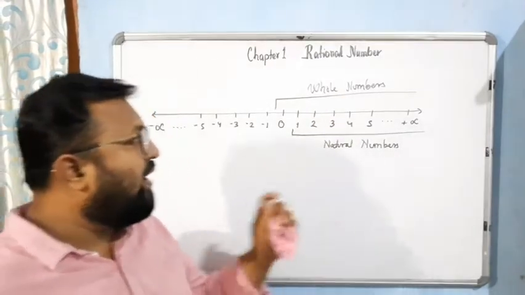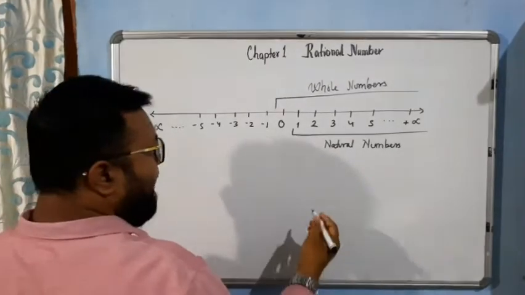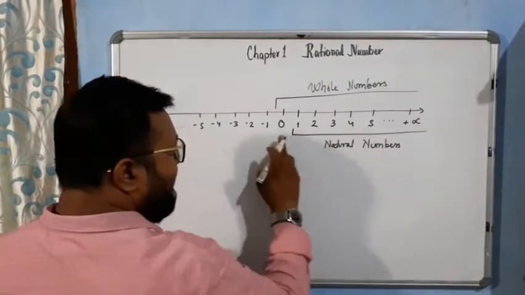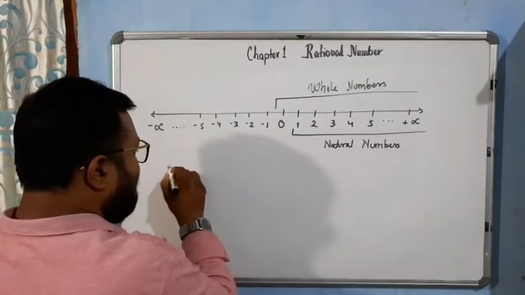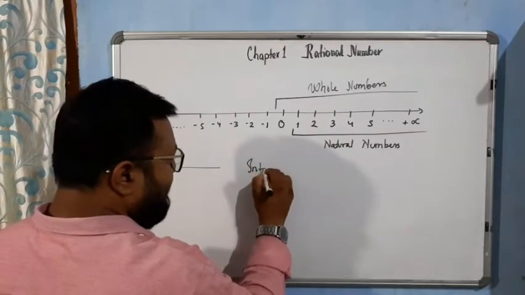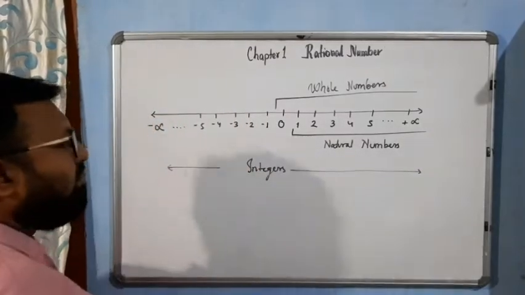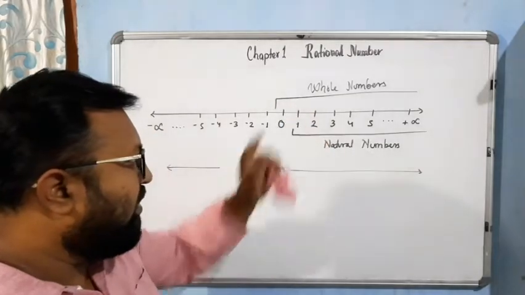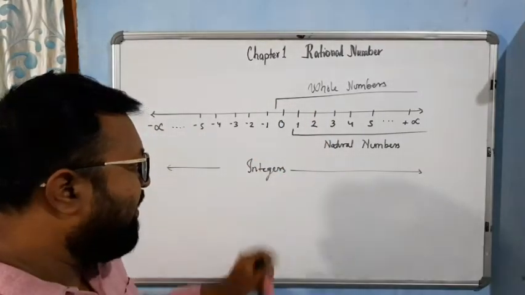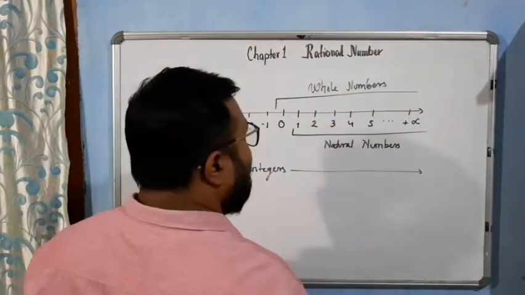Now what about integers? All the numbers in a number line, means the positive numbers, 0, and the negative numbers, all are what? Integers. Okay, it means integer includes natural number also, whole number also. Is that clear? It's very simple. Now we will come to the topic, our rational number.